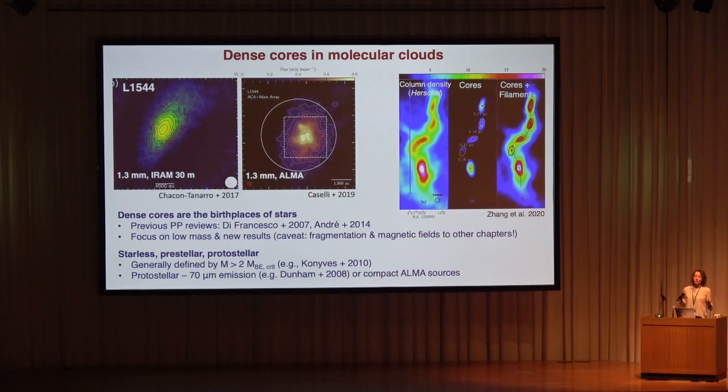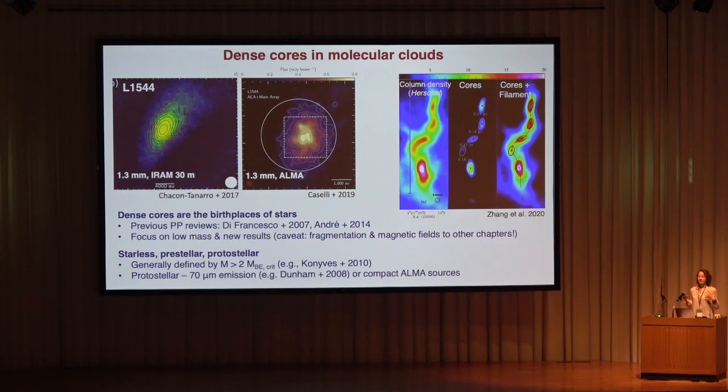And then the definition between starless and prestellar is generally focused on whether or not their mass is greater than 2 times the critical Bonnor-Ebert mass, so discussing how likely they are to actually gravitationally collapse. So masses that are lower we define as starless, and then prestellar are those that have core masses that are large enough that they should be possibly gravitationally unstable.